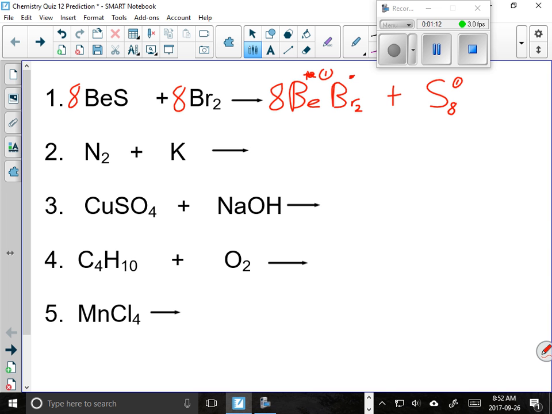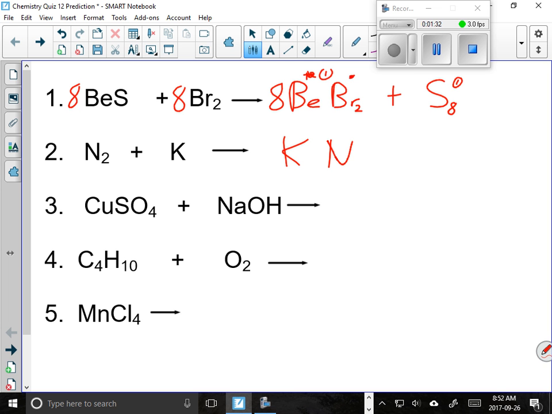All right, on number 2, I have nitrogen gas reacting with potassium. What kind of a reaction is this? Synthesis. What kind of compound is going to form here? What do I list first in an ionic compound? Right, see, it was C. It's like, what is that called in English? Foreshadowing. I told you I was going to do that at some point.